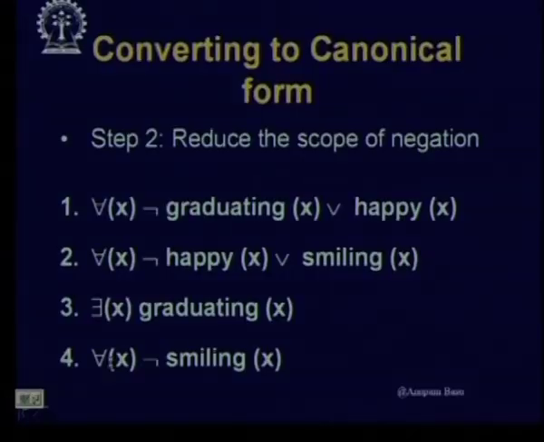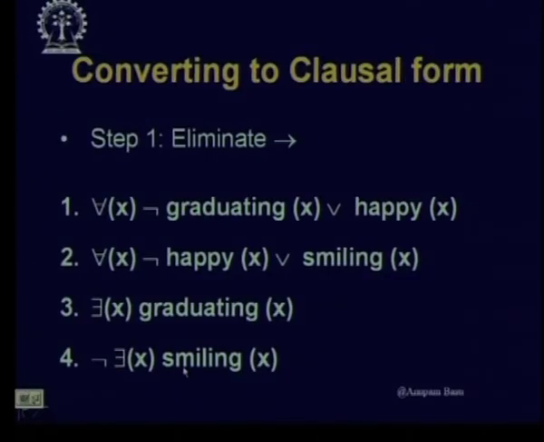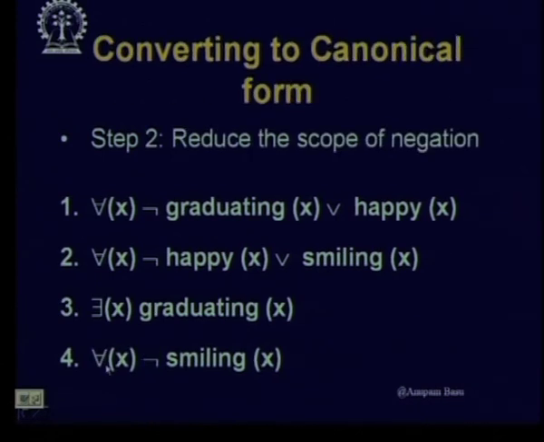This earlier one gets transferred to for all x, not smiling x. All right. So you see I have reduced the scope of negation here. Okay.